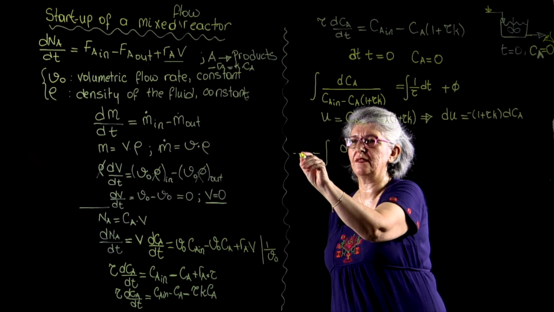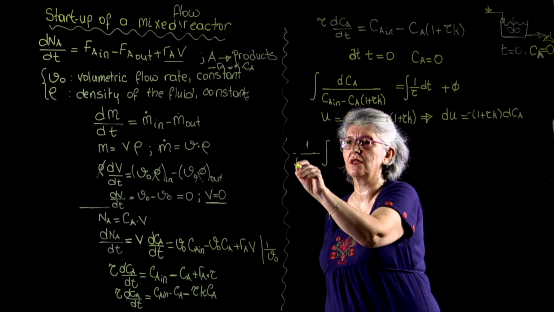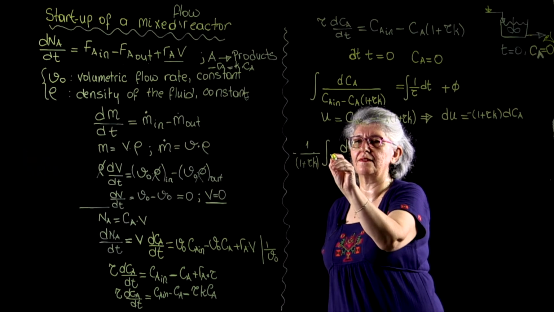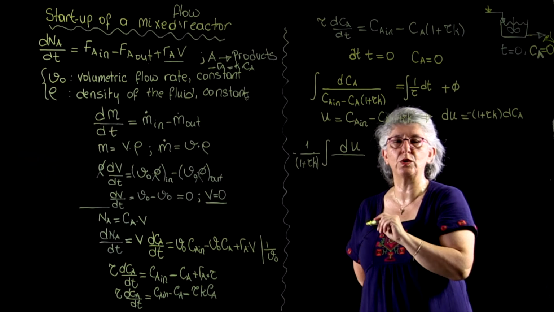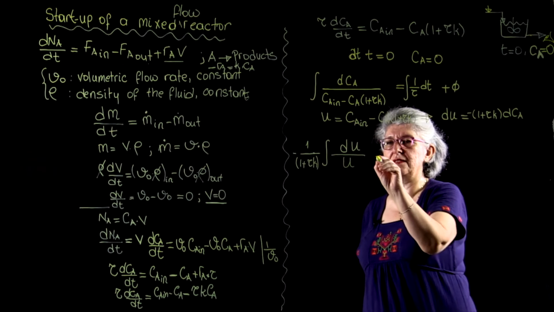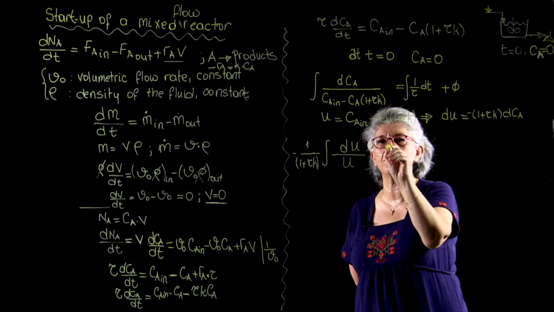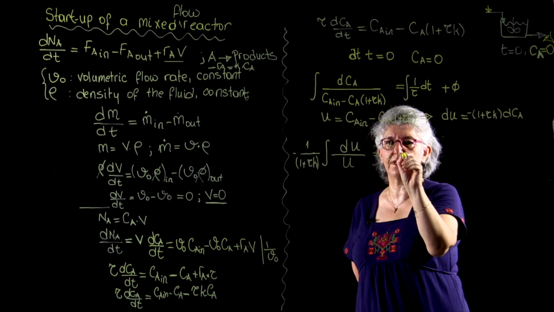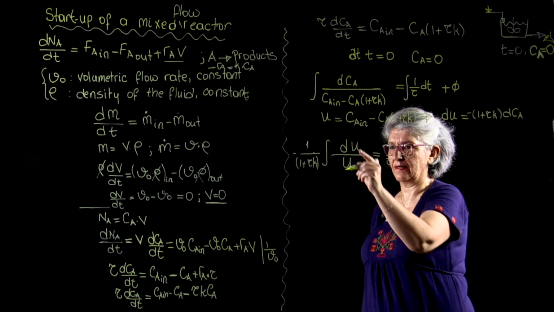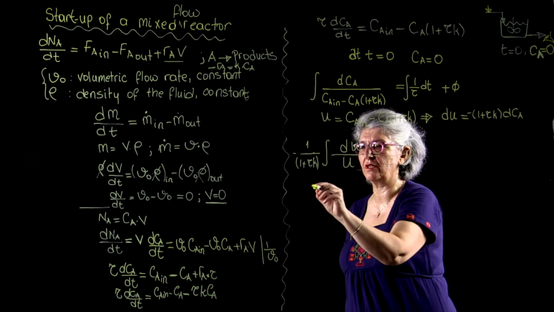Let me put the minus here, and let me take those constants outside the integral: 1 over 1 plus tau k, divided by u. See, my integral has simplified. Let me carry out the integration on the other side. It is t over tau plus phi, the integration constant. This is ln u, and I will substitute u back into the equation.